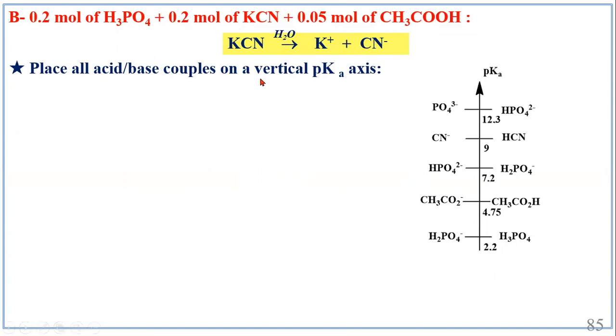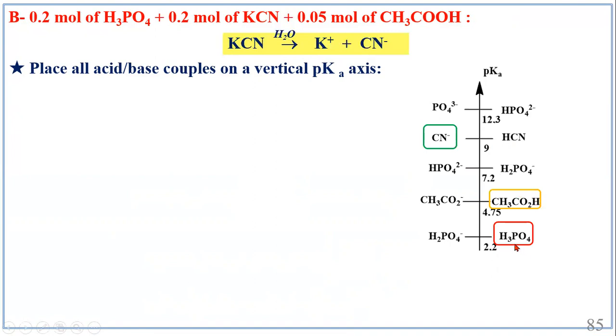KCN, you already know that this is definitely a salt, which splits into K+ and CN-, and CN- is a significant material because it's not the conjugate of a strong acid, so it possibly can react with something. Then decide, okay, who are my species? Circle them in my system. And here they are. I circled them on my pKa scale. Okay, and there's your species.